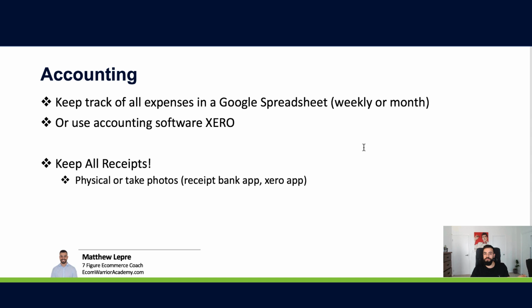But if you want to pay for a software such as Xero, that's an accounting software which is going to make it a whole lot easier to track everything. And Xero is probably about $20, $30 a month, so it's not too bad. Again, it's all about systemizing things.